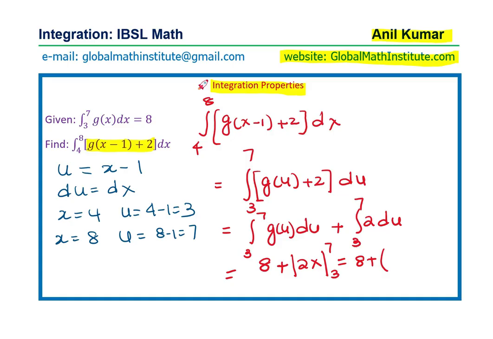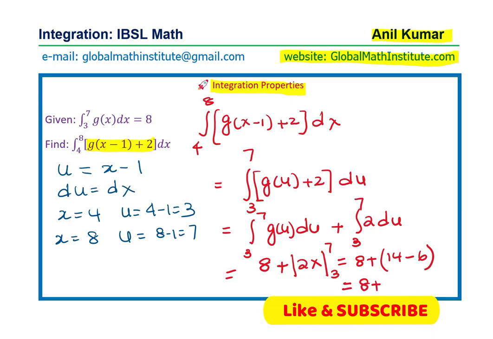So either way you could write. So we'll write 14 minus 2 times 3 is 6, and that gives us the result, which is equal to 8 plus 8, which is 16. And that is how we are going to answer this particular question.